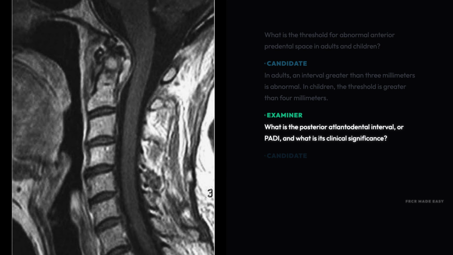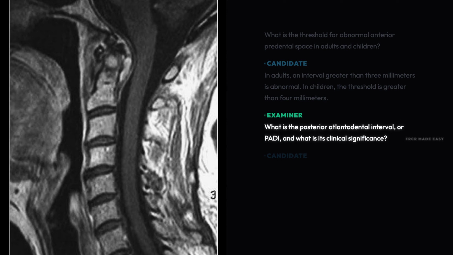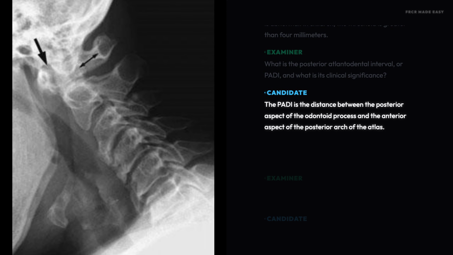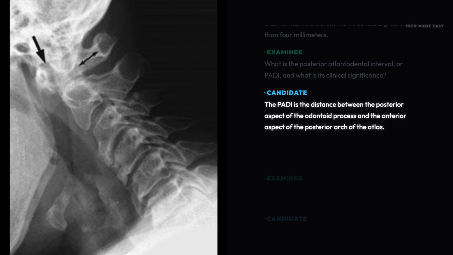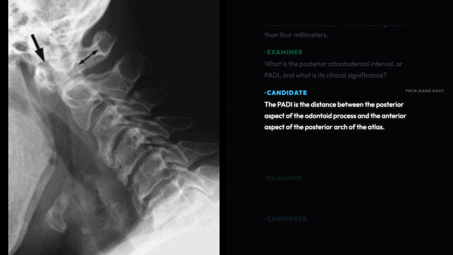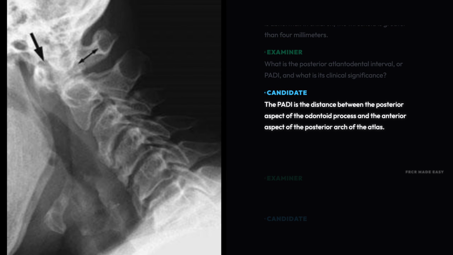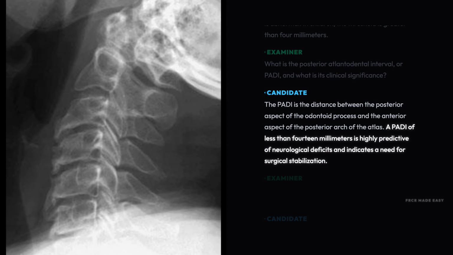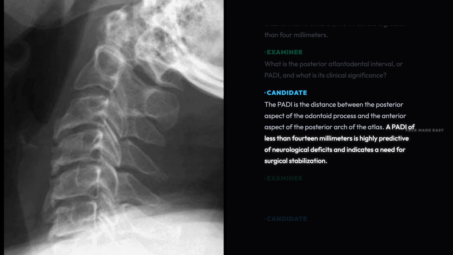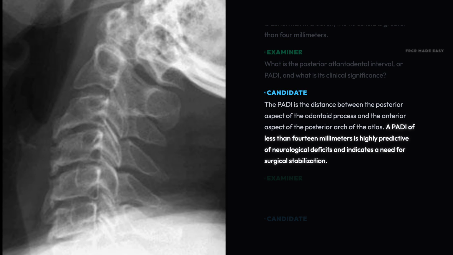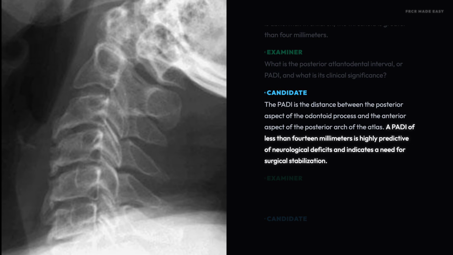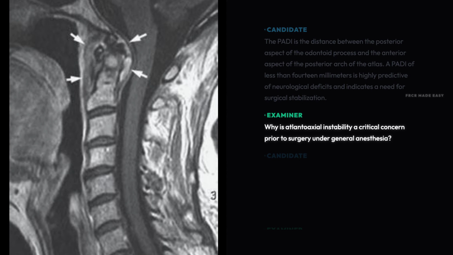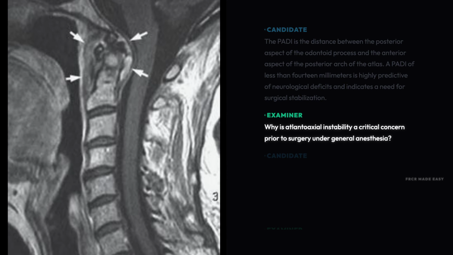What is the posterior atlantodental interval, or PADI, and what is its clinical significance? The PADI is the distance between the posterior aspect of the odontoid process and the anterior aspect of the posterior arch of the atlas. A PADI of less than 14 millimeters is highly predictive of neurological deficits and indicates a need for surgical stabilization. Why is atlantoaxial instability a critical concern prior to surgery under general anesthesia?